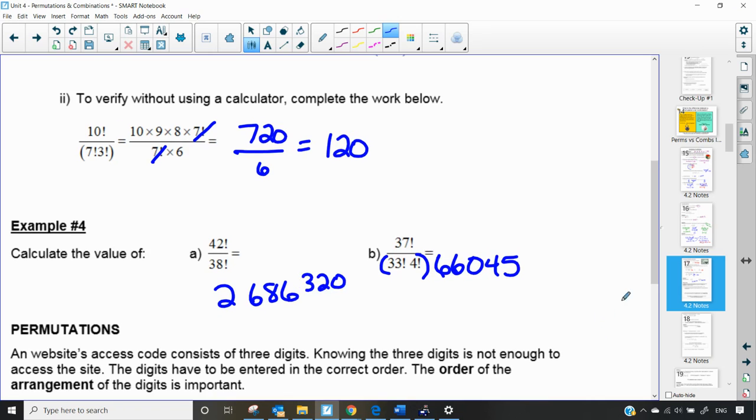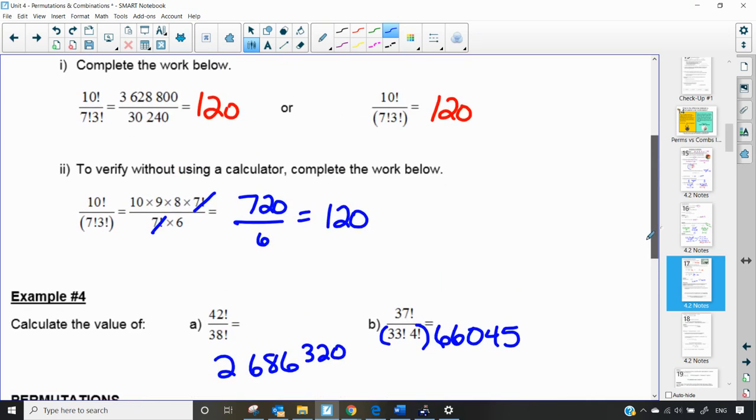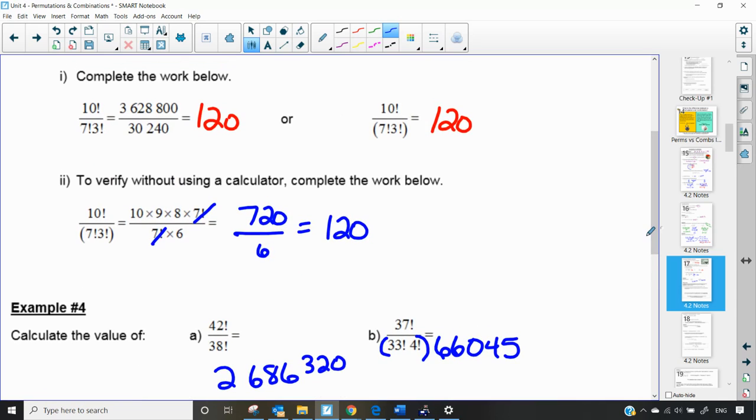Now, that's where we're going to stop the video for today. I'm going to be doing part 2 shortly to talk about permutations, but this is where I would like to stop today.